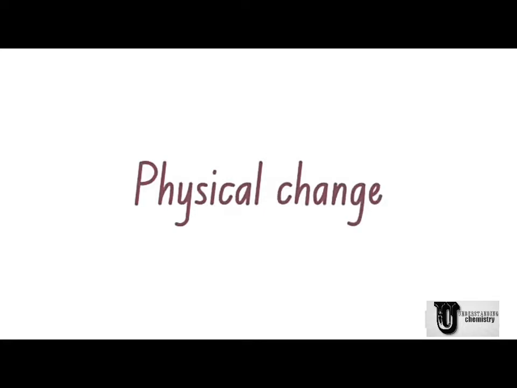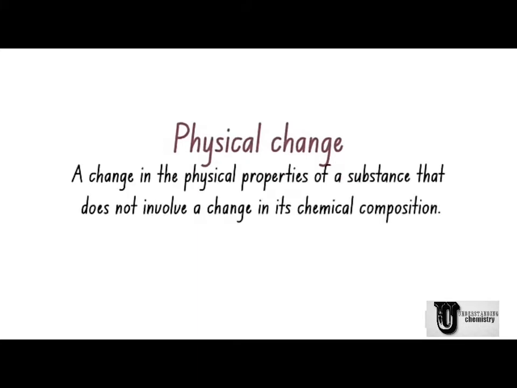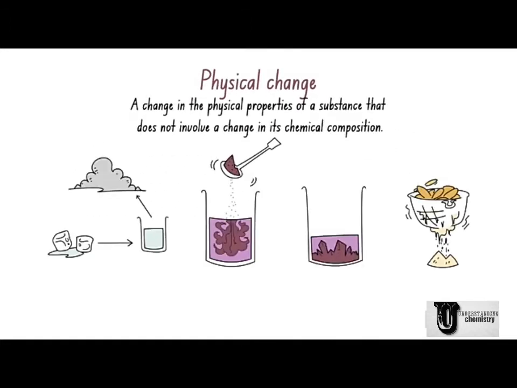A physical change is a change in the physical properties of a substance that does not involve a change in its chemical composition. This means that a physical change does not involve chemical bonds being formed or broken. Examples include changing between the physical states of solid, liquid, and gas, dissolving into or precipitating out of solution, and physically separating the components of mixtures.